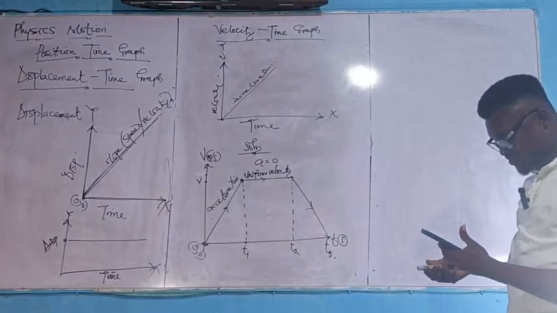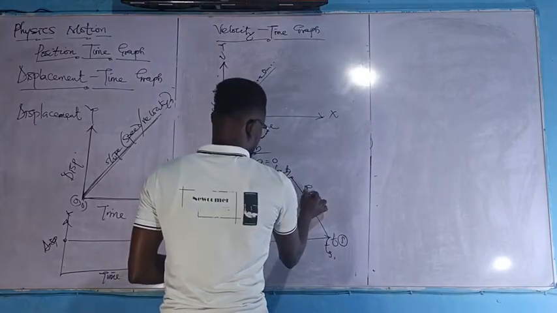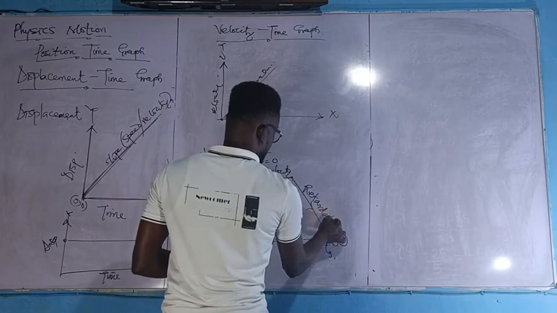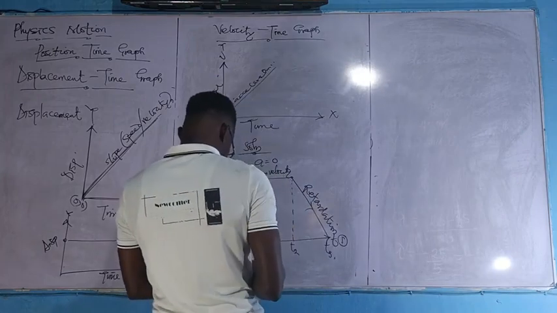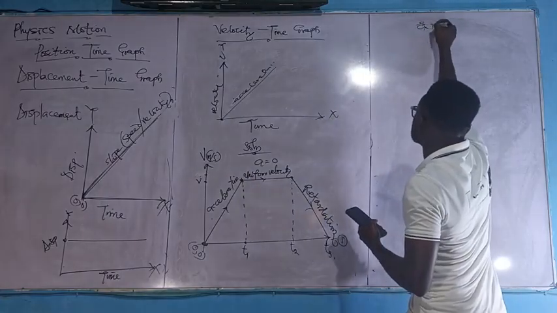Okay? So, this is retardation, please. Recall, here is what? Retardation, right? That's the negative acceleration. So, let's get the exercise. Exercise 1.